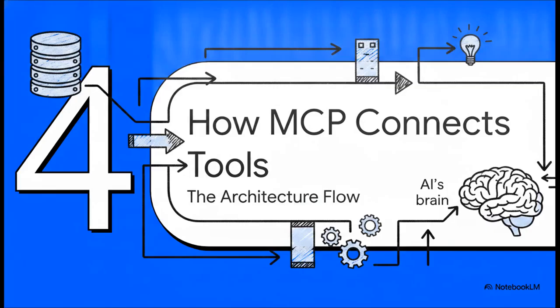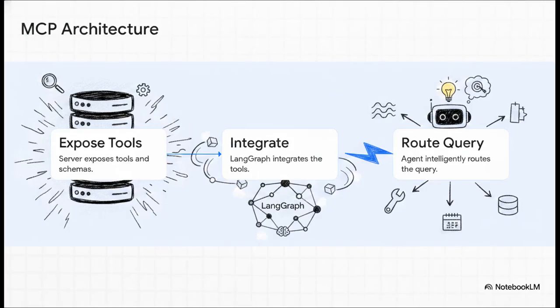Okay, part four, how MCP connects tools, the architecture flow. So how does the data actually move from a database into the AI's brain under the hood? It breaks down into three pretty straightforward steps. First, the MCP server exposes the tools and their schemas. It's basically announcing, hey, here's what I can do. Second, an AI workflow framework, like LangGraph, integrates with those tools. And third, the AI agent takes over and intelligently routes the user's query to that specific tool.